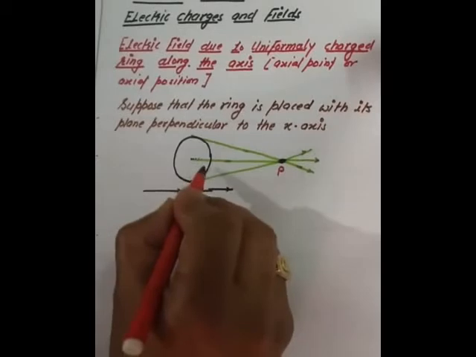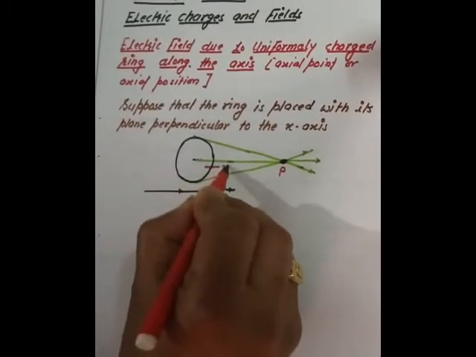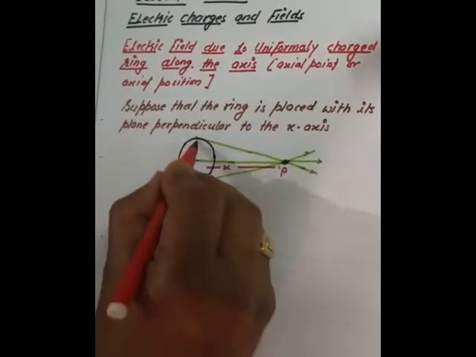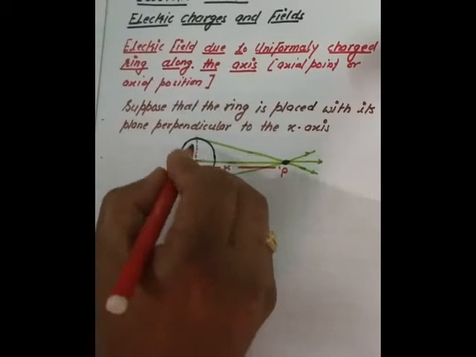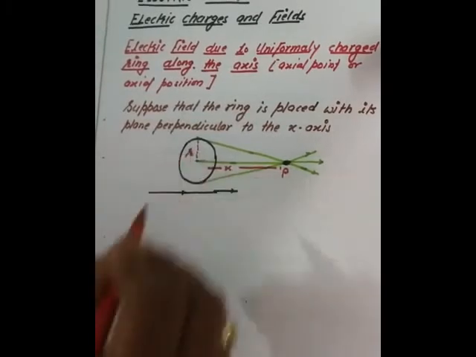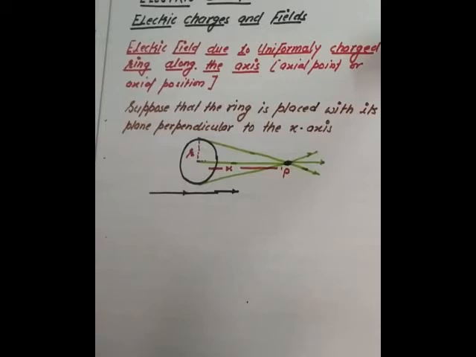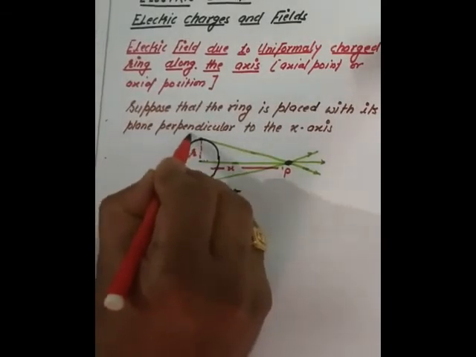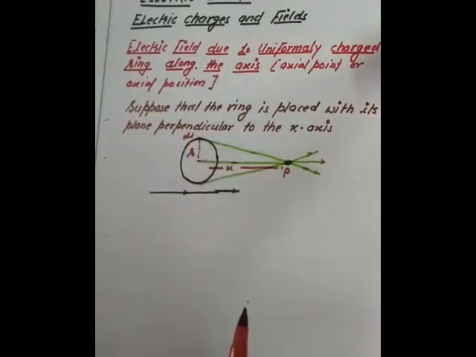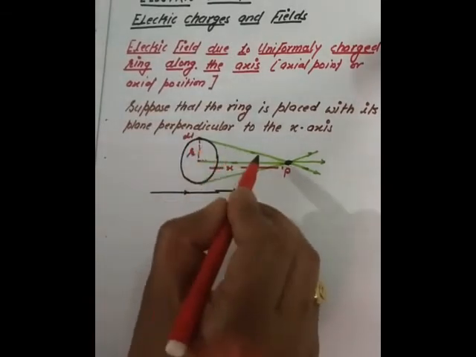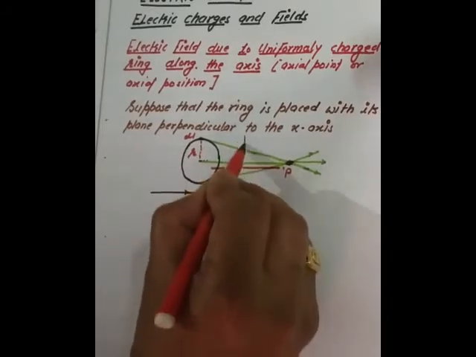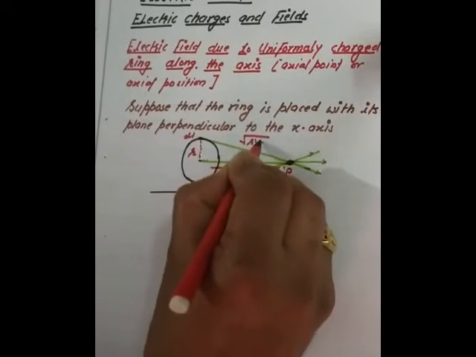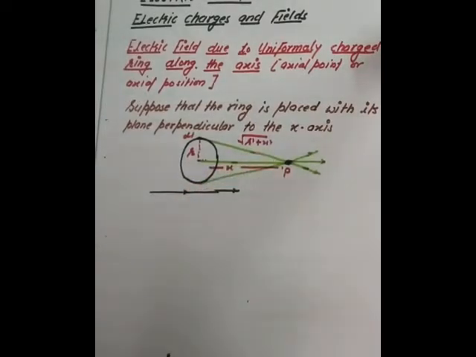Suppose this distance is x and this distance is small r. This is the small element, that element is dl, a small length. Then this distance will become under root r square plus x square. You already know about that.